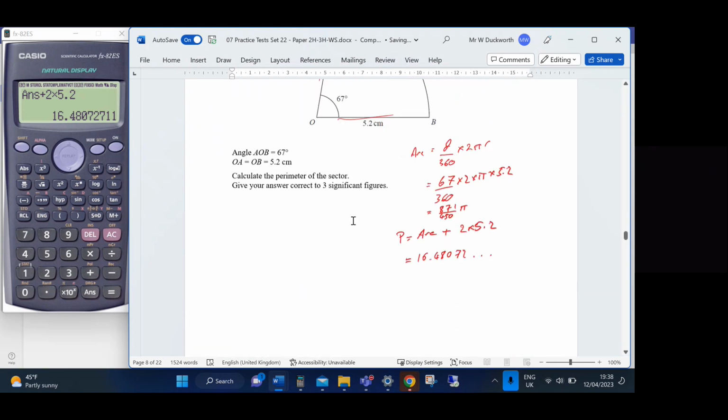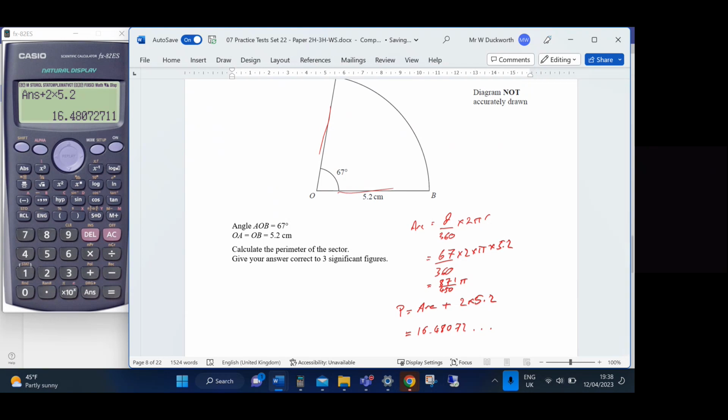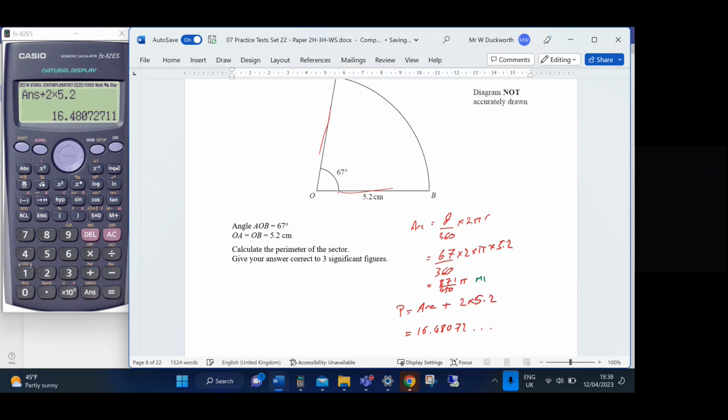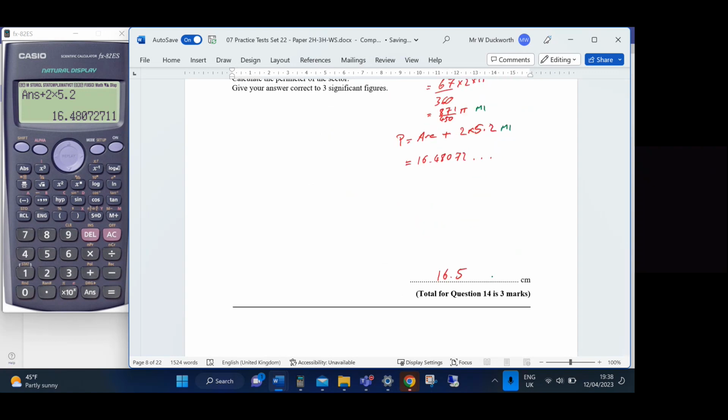Right, and that's the last question on the page. So if I go to the mark scheme, here we go: M1 for finding the whole circumference or the arc length, which is here, so M1. And M1 for the complete method, so adding to the arc length 2 times 5.2. And then an A1 for 16.5. There we go.